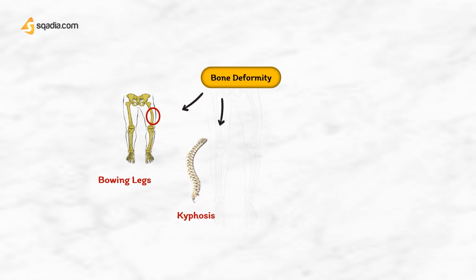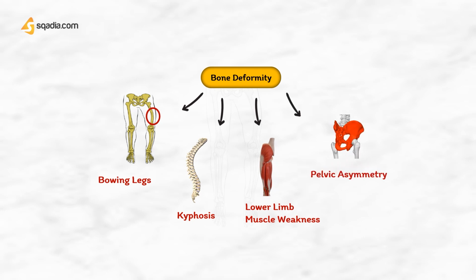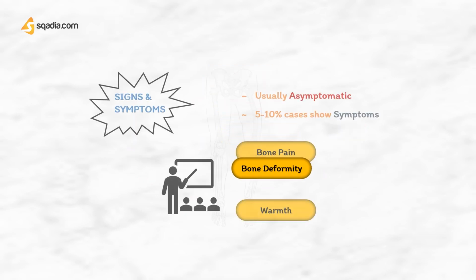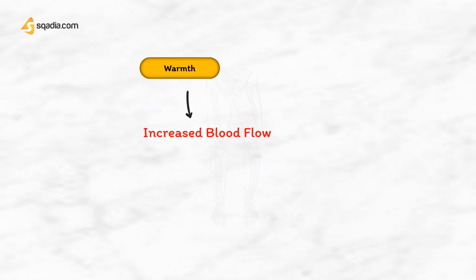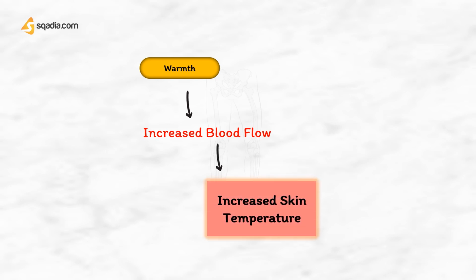Bone deformities include bowing of legs, kyphosis, which is a condition in which the spine in the upper back has an excessive curvature, lower limb muscle weakness, and pelvic asymmetry. Pelvic asymmetry refers to asymmetric pelvic alignment with respect to the vertical axis. Warmth over an affected area is due to increased blood flow in the hypervascularized new bone, which in turn increases local skin temperature.